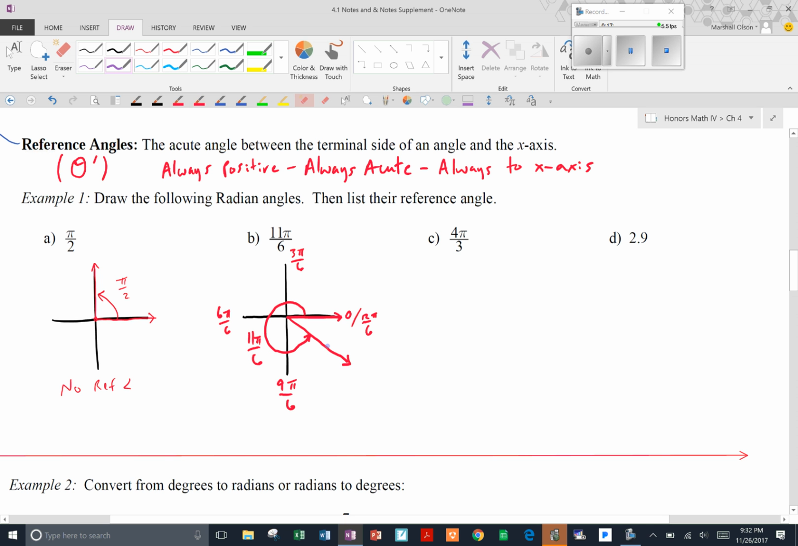Its reference angle is that angle back to the x-axis, or to the nearest x-axis, which would be this angle right here. It's always positive, it's always acute. Well, from the 11 pi over 6 to the 12 pi over 6, that would be pi over 6.